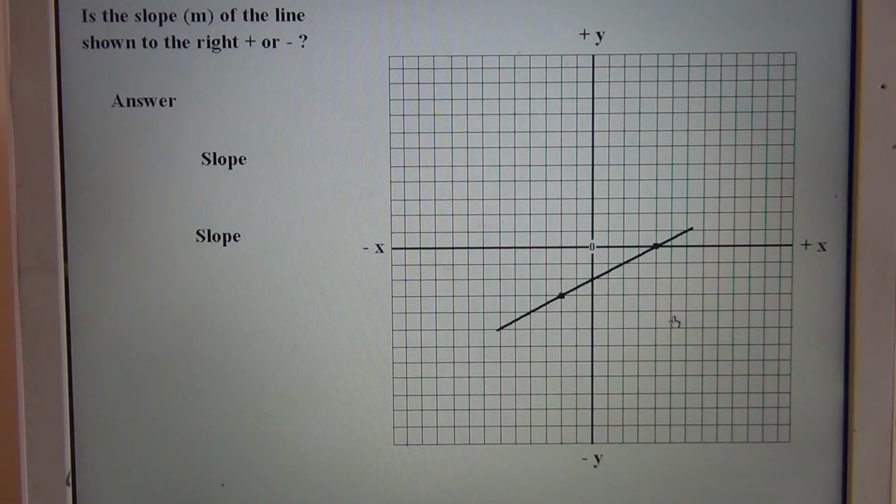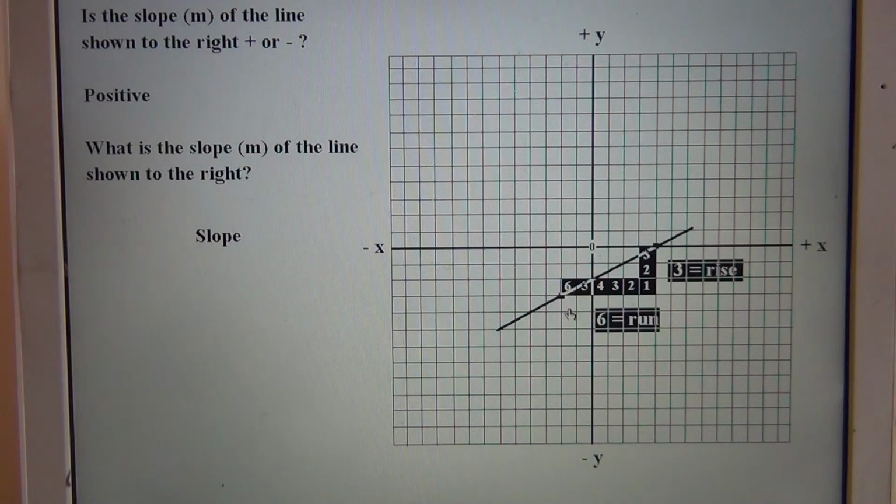Let's take a look at this. Is the slope of this line positive or negative? Answer, it is positive. It starts on the left, goes up to the right. Now, these are typical questions that you may get on the high school exit exam. And then they'll ask you to calculate the slope.